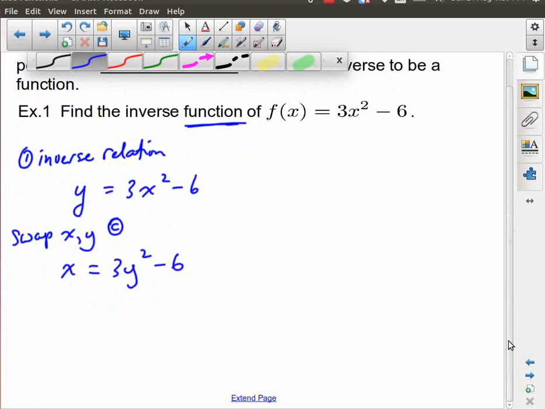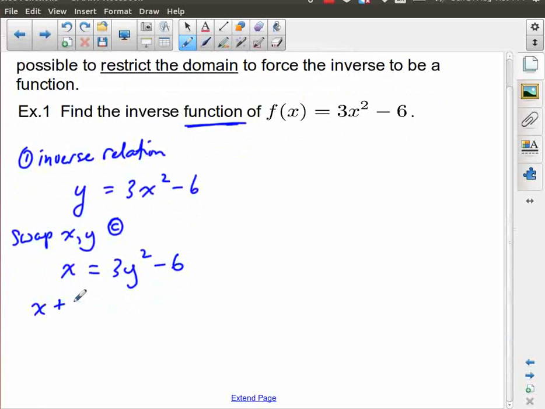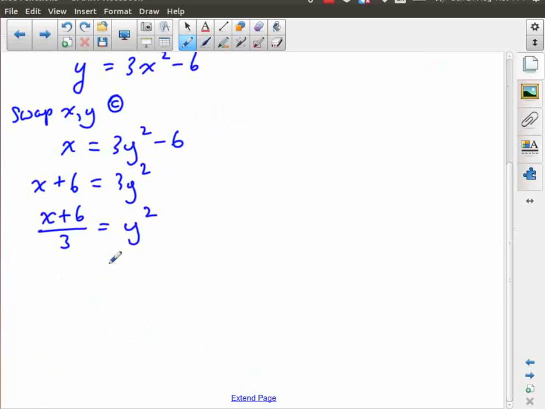And then once I've done that part, I'm going to rearrange. So I'm going to add 6 to both sides. I'm going to divide both sides by 3. And then I'm going to take the square root of both sides. Now, I'm taking a square root with a variable involved, so I have to remember this plus or minus: x plus 6 over 3. So there is my inverse relation.